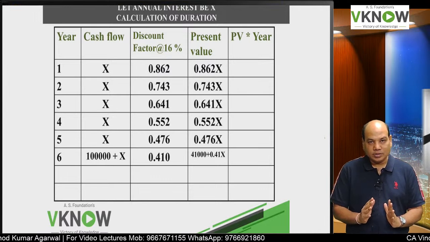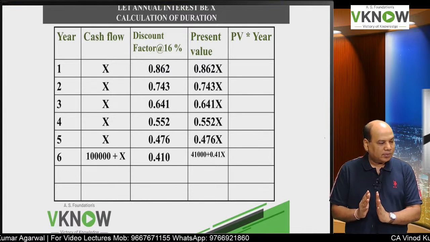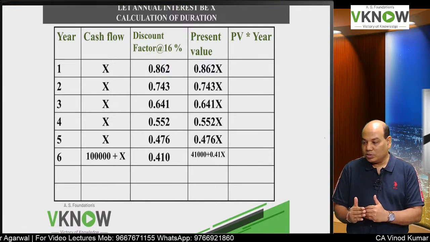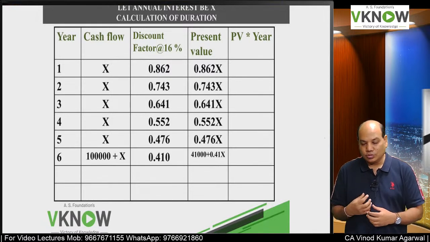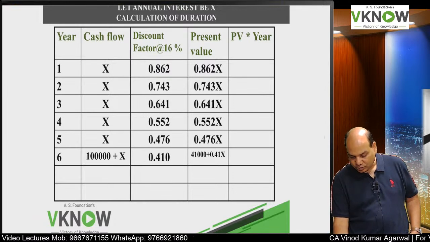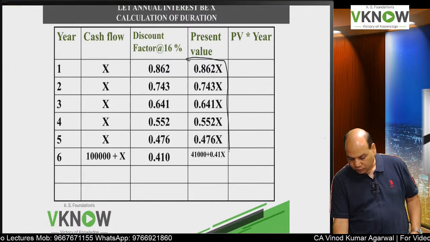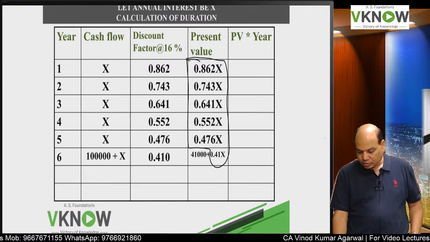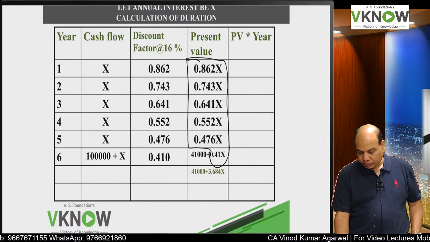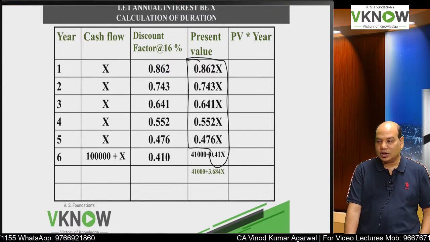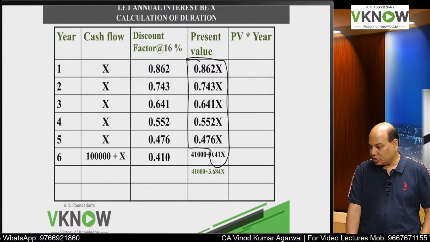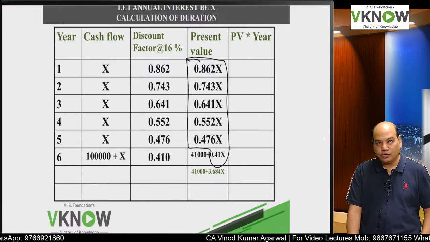It was simple, but the student must practice such questions. Maybe in the last minute of the exam you will not be able to understand how to solve in the given time slot. Now you take the total of all these numbers which have X in it and write the total below. So the total comes to 41,000 plus 3.684x. Check the answer, 3.684x.